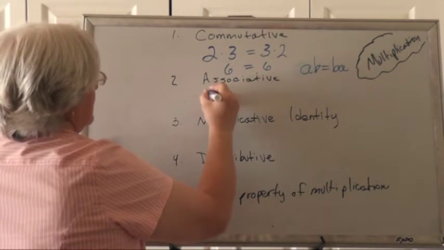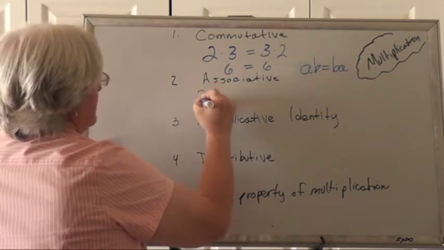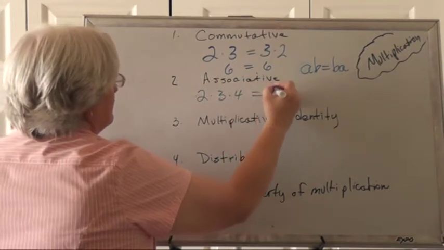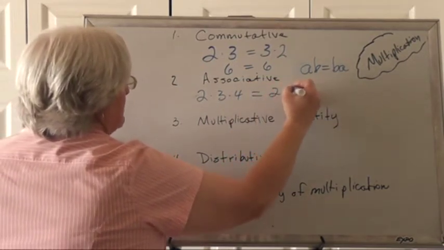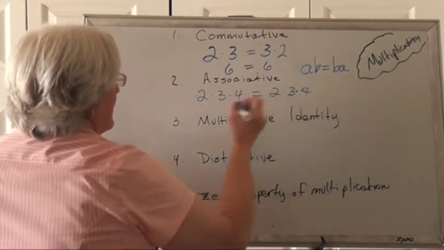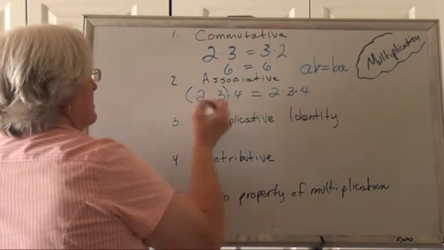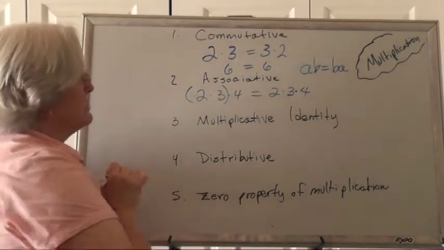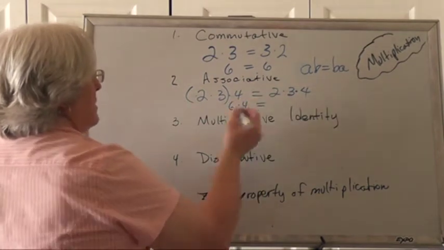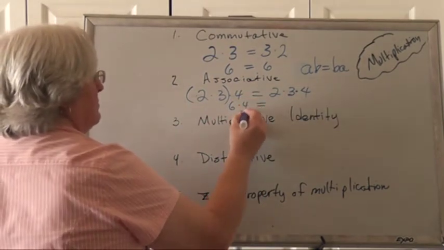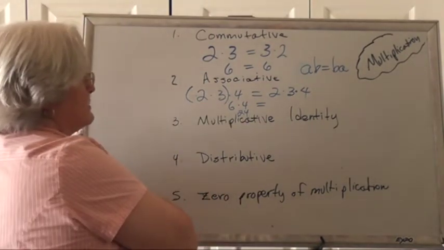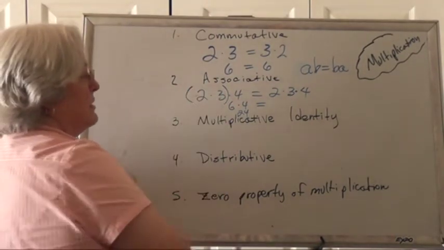This says that if we have 3 numbers that we're multiplying together, it doesn't matter in which order we group those factors. We could say, okay, let's do 2 times 3 first. 2 times 3 is 6, times 4 is 24. 2 times 3 is 6. 6 times 4 gives us 24.